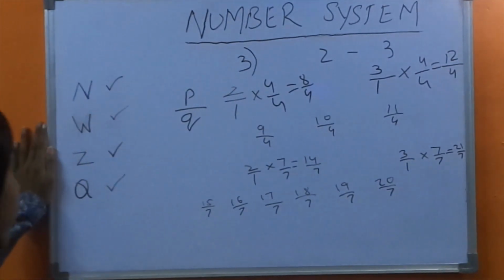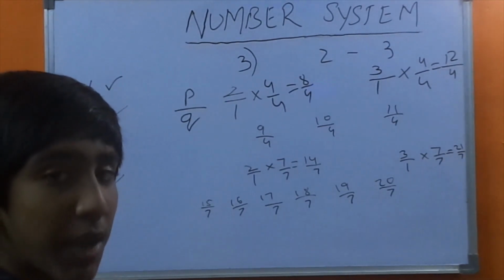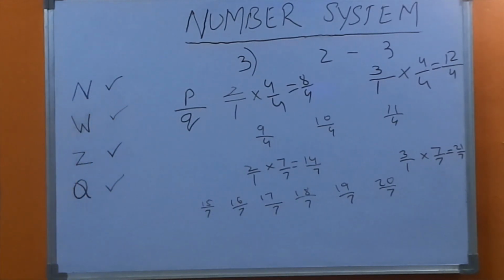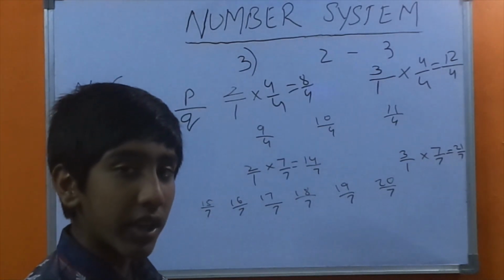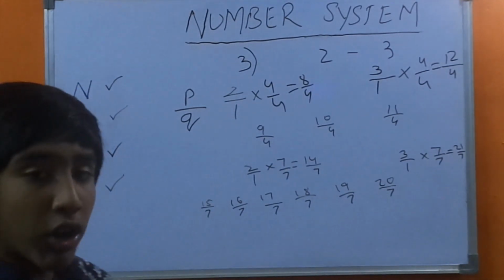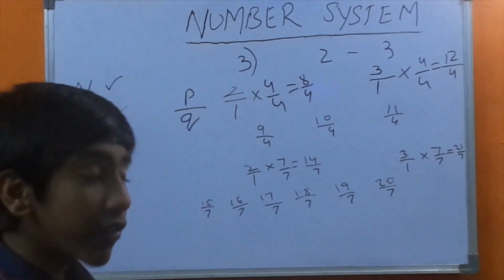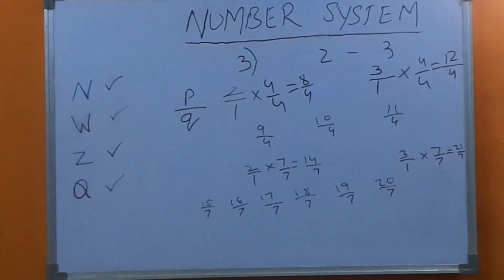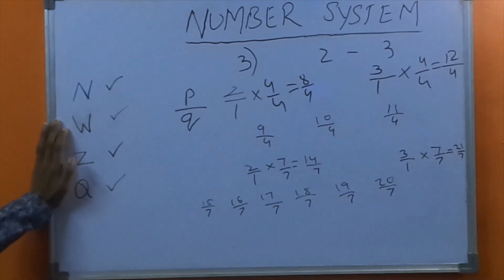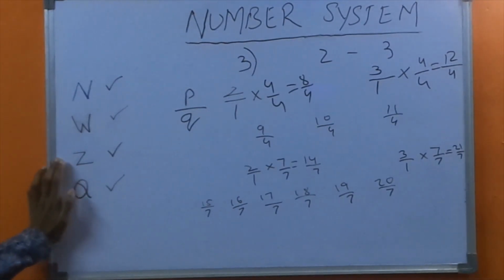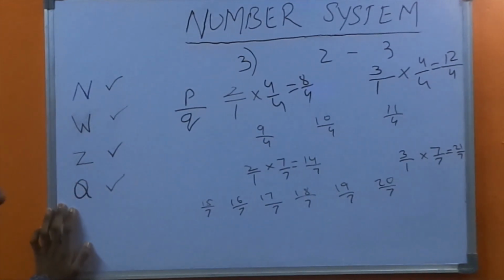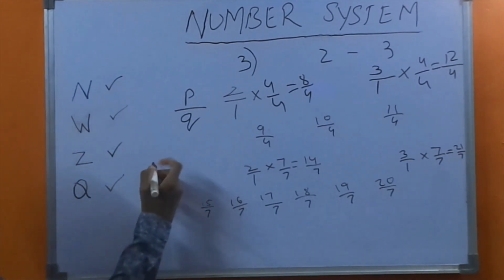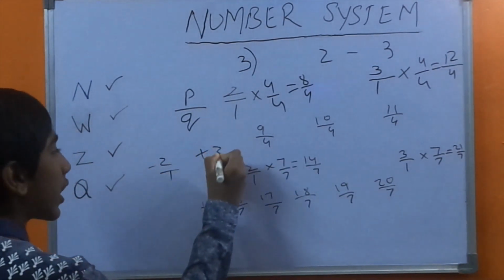Now, I would like to ask some questions. Is every natural number a whole number? Yes, every natural number is a whole number because whole numbers are defined as the natural numbers along with 0. So, every natural number is a whole number and likewise all whole numbers are integers and all integers are rational numbers. And rational numbers can also be positive and negative, like minus 2 by 1 and plus 3 by 1.